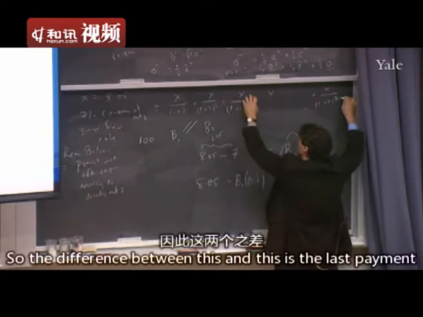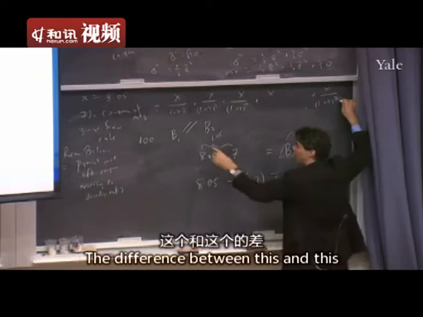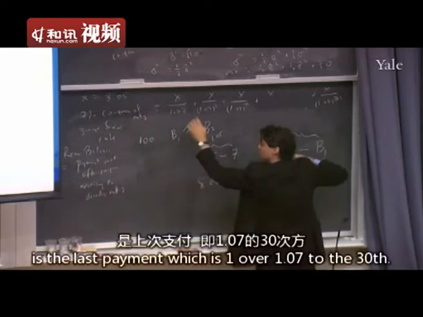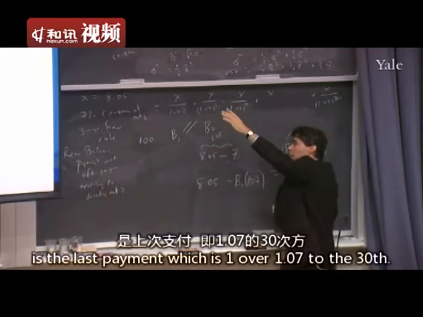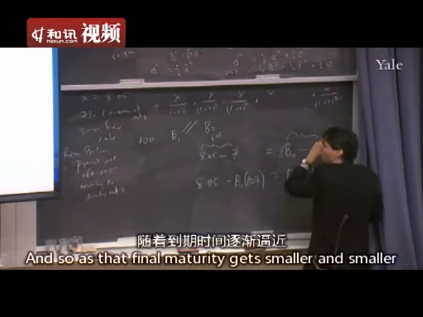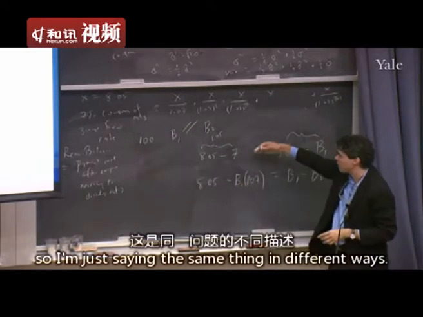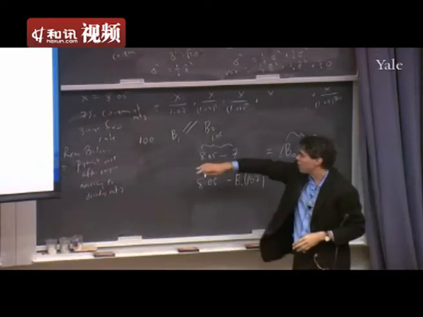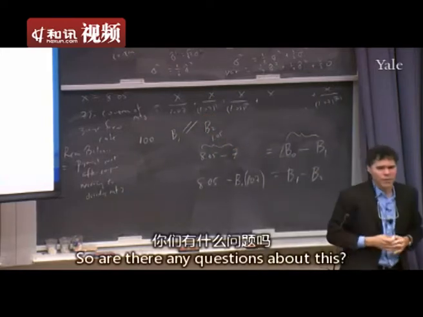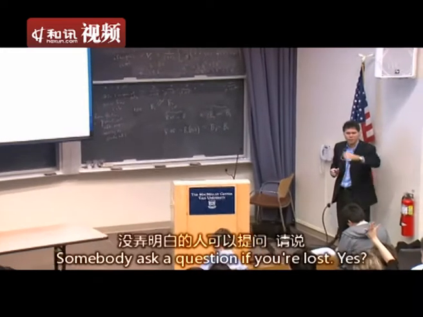So the difference between this and this is the last payment, which is 1 over 1.07 to the 29th. The difference between this and this is the last payment, which is 1 over 1.07 to the 30th. And as that final maturity gets smaller and smaller, the gap gets bigger and bigger. So I'm just rewriting the same thing in different ways. Okay, any questions about this? Did I go too fast, or are you with me? Somebody ask a question if you're lost.